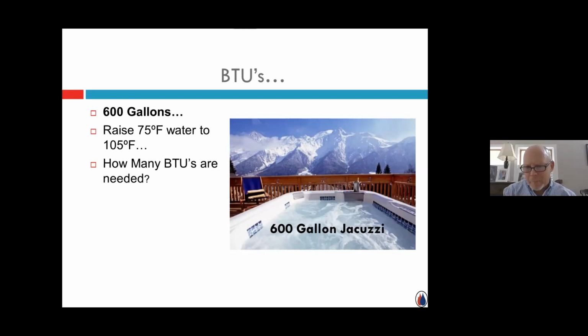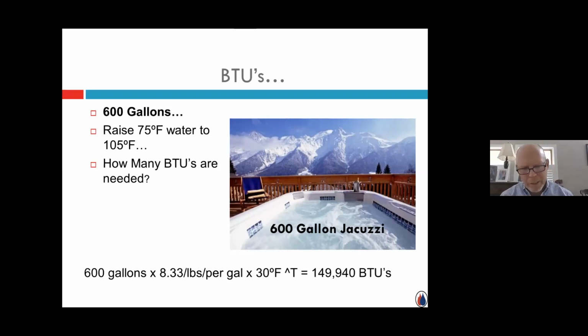And there's a time element that comes into play here. Because if you just take the simple 600 gallons, times the weight per gallon, 8.33 pounds per gallon, times the delta T of 30 degrees, the answer is about 150,000 BTUs, 149,940. In an hour's time, you could take 600 gallons and change its temperature 30 degrees. Now, generally speaking, especially for a jacuzzi or a hot tub, that's going to be unacceptable to most clients. They're going to want it a little faster than that.